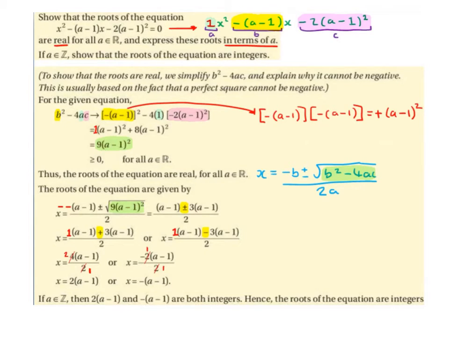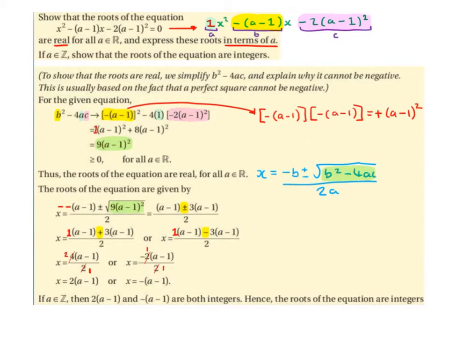The expression in front of the x is minus (a minus 1). So this entire thing in yellow is equal to b. And then what's left over at the end with no x value attached is our c value. So that's minus 2(a minus 1) squared. This entire thing here is our c value.